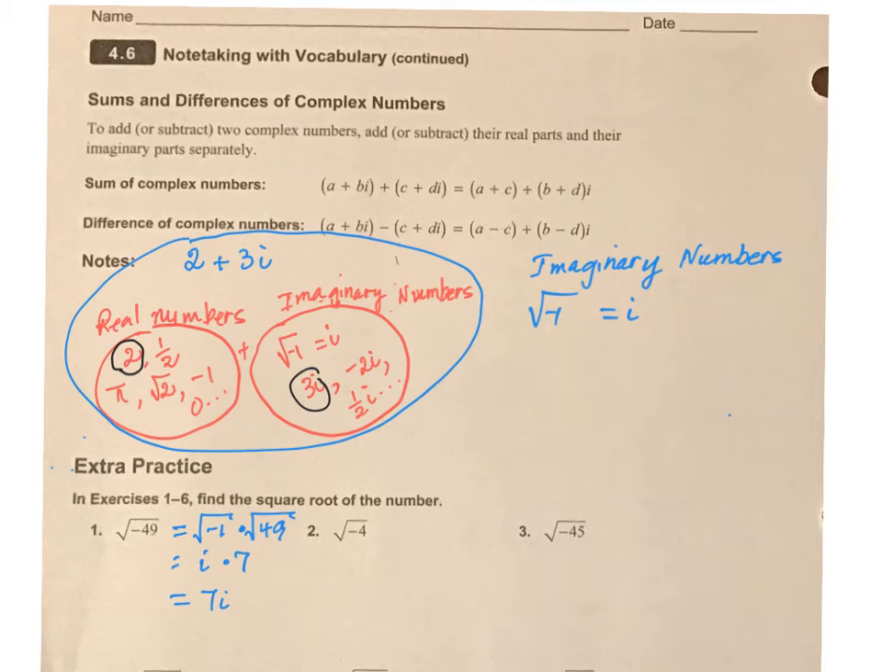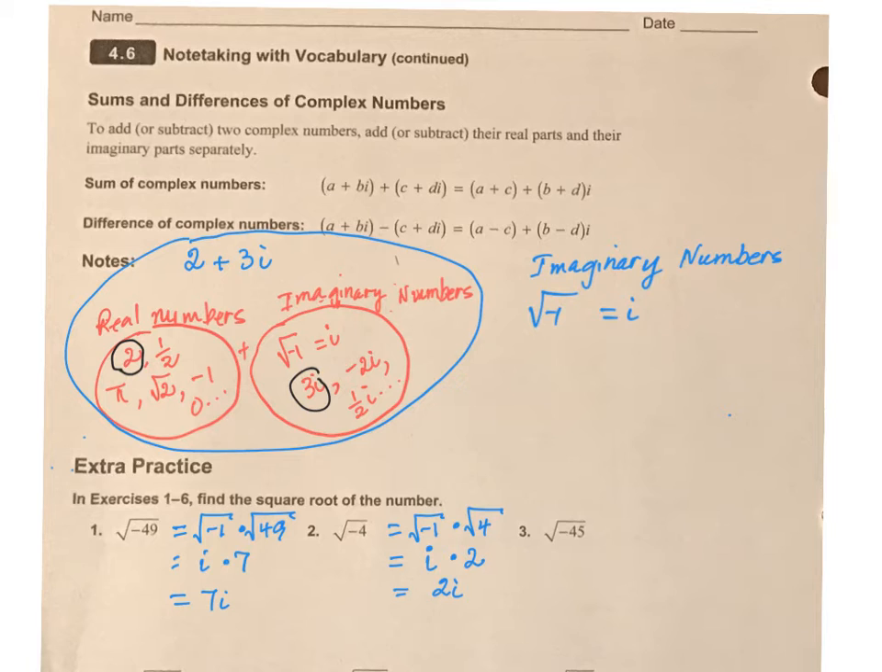In example number 2, we can break it up just like number 1. We have the square root of -1 times the square root of 4. That is the same thing as the square root of -4. And so now we have the square root of -1 is i. Square root of 4 is 2. So we have 2 times i, and we can write it as 2i.